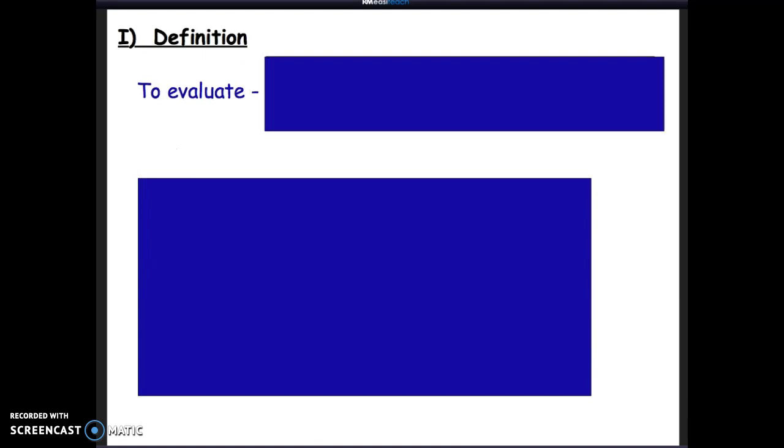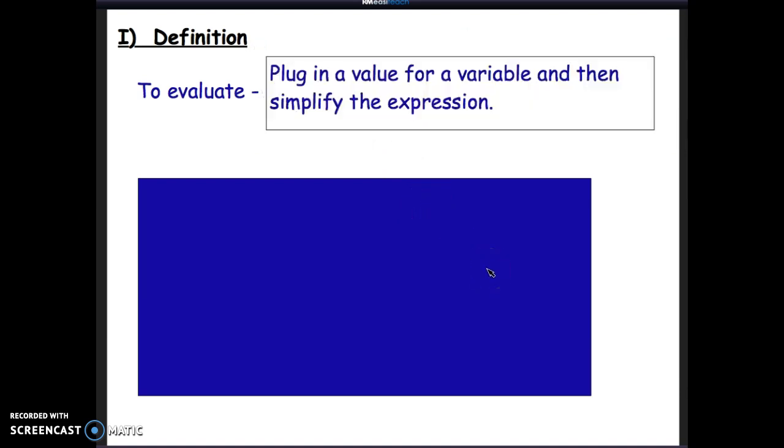All right, so the first thing you need to write down is to evaluate. What is the definition of to evaluate? Well, to evaluate: plug in a value for the variable and then simplify the expression. Make sure you write that down. Plug in a value for the variable and simplify the expression.